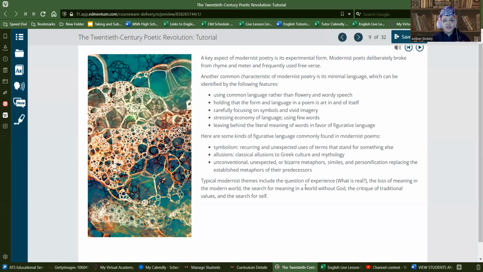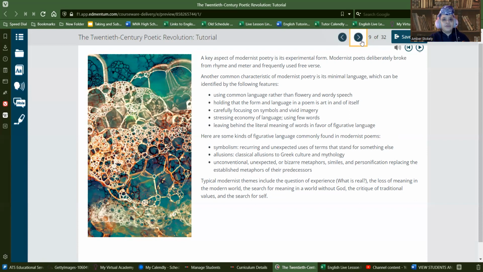There's also the critique of traditional values. So we kind of went over that. The things that older people and societies felt were important, and is it actually still important in modern times? And the search for self. So figuring out who you are, what you're here for, what the point of your existence is.